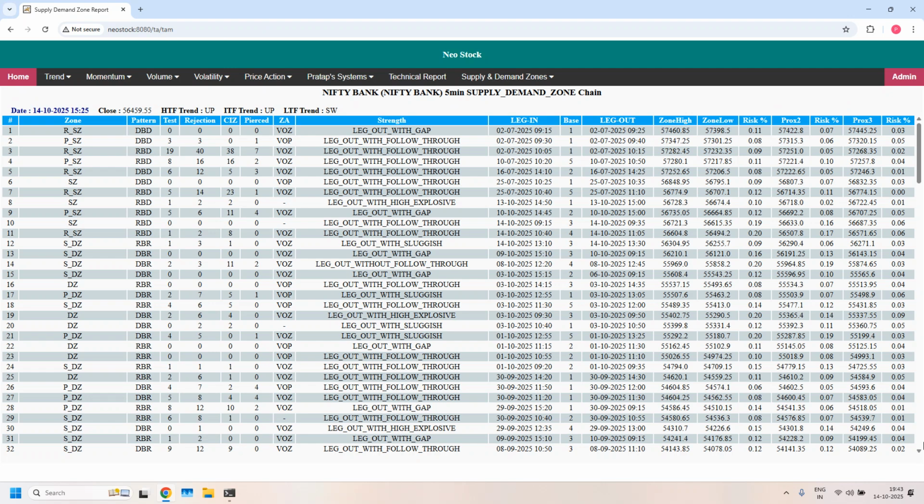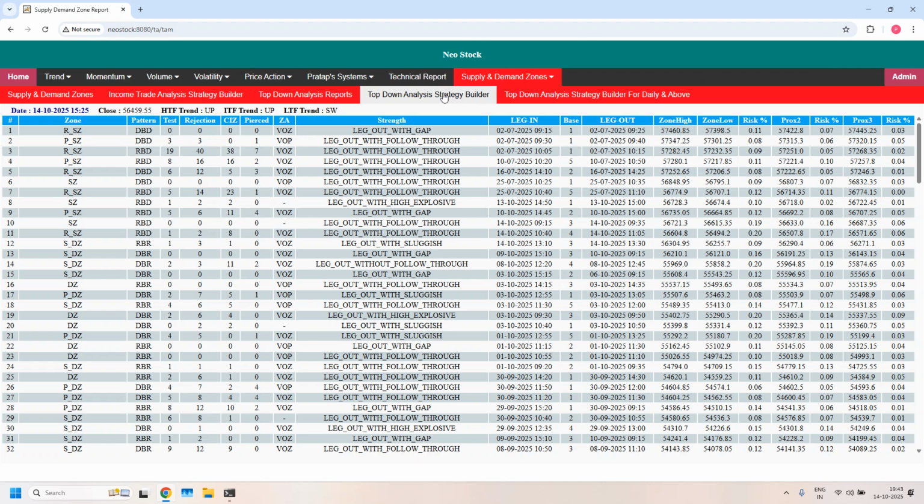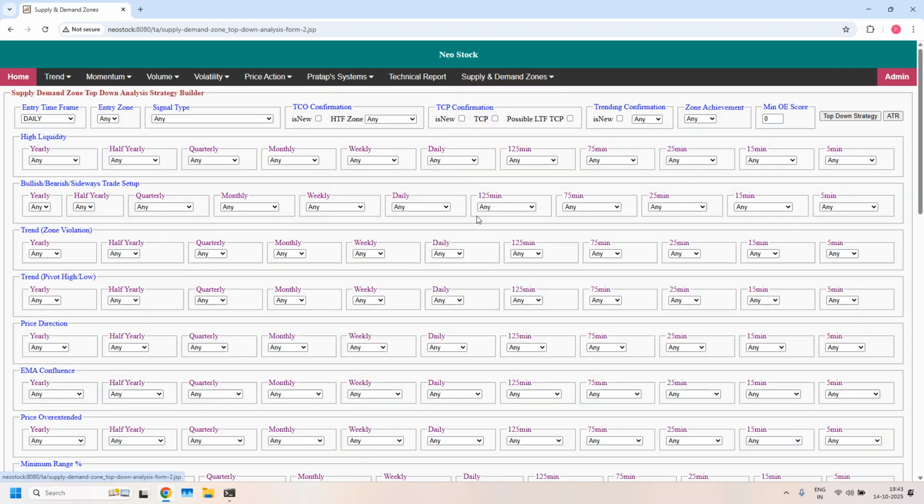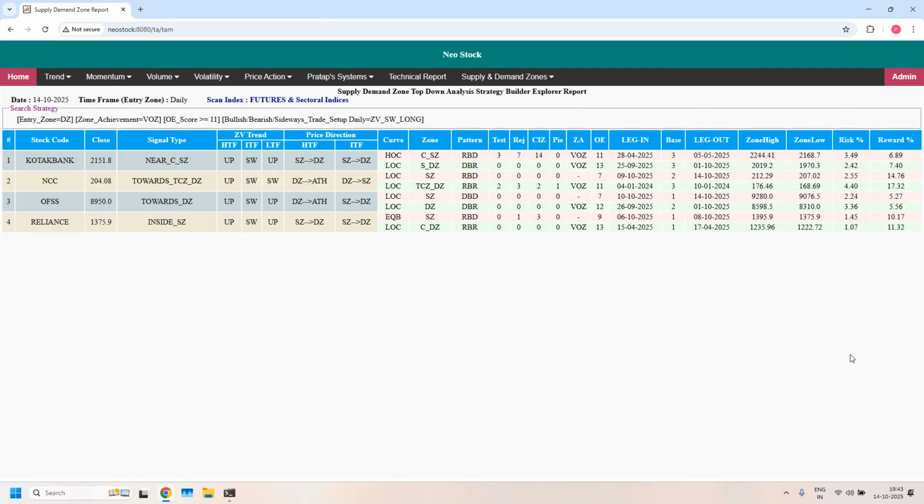Next, I will generate sideways, bullish and bearish trade setups for monthly, weekly and daily income trades. First, monthly income trade, sideways long trade setup, entry time frame daily, entry zone demand zone, bullish or bearish or sideways at daily. I am selecting sideways long, zone achievement violated, opposing zone, minimum odd enhance score 11, and we got 4 stocks.